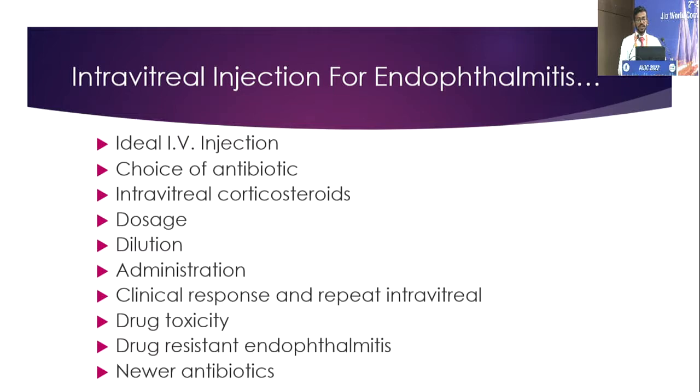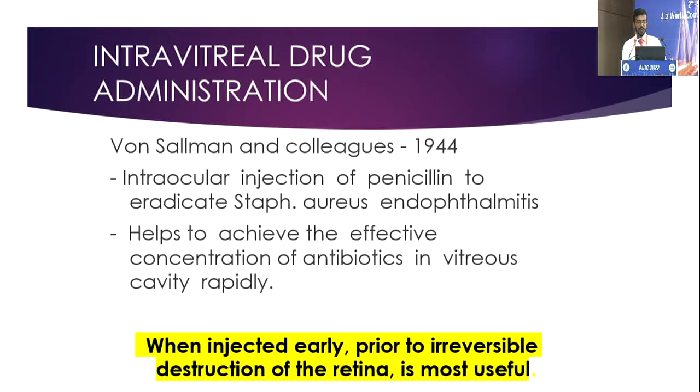So for intravitreal injections for endophthalmitis, we have multiple things to keep in mind. First is which is the ideal choice, which combination you're going to use. Are you going to use steroids or not? The dosage, the dilution, and then the actual execution. Intravitreal drug administration was started right back in 1944 by von Sallmann and colleagues. He had injected penicillin in endophthalmitis and got a very good result. Effective concentration of antibiotics was achieved in the vitreous cavity. So when injected early, prior to irreversible destruction of the retina, it is most useful.